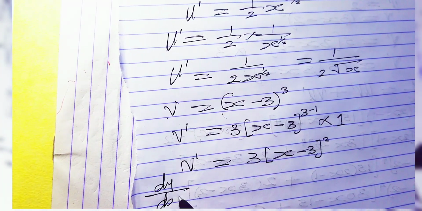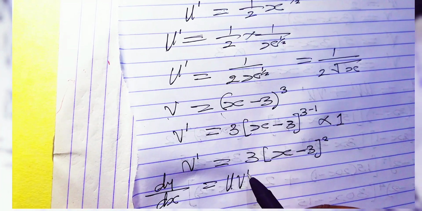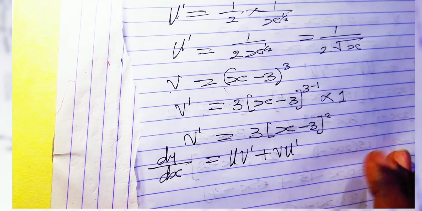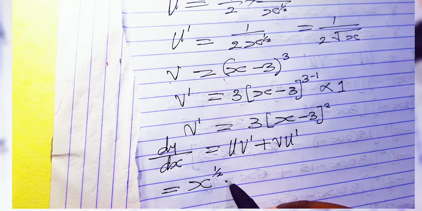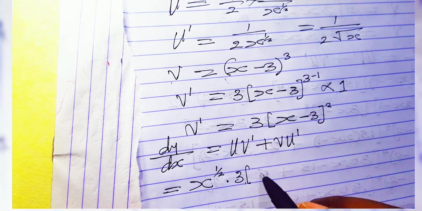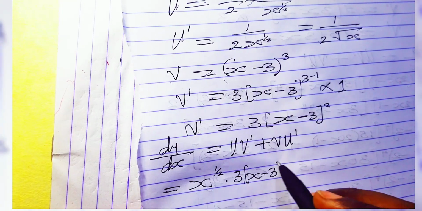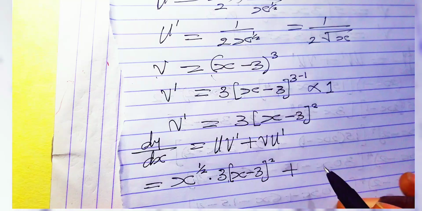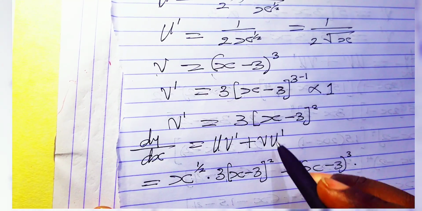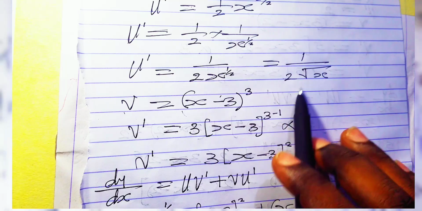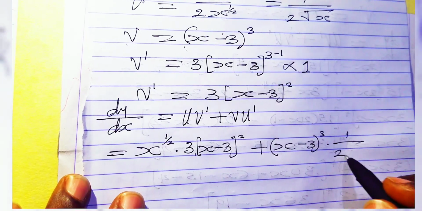So we need to go ahead and find dy/dx. So dy/dx is equal to u v prime plus v u prime. Okay, and then this gives us the u itself is x raised to the power 1 over 2, okay, multiply v prime is actually 3 in the bracket x minus 3 squared, and then plus v is x minus 3 cubed, okay, and then multiply by u prime. Don't forget that u prime gives us 1 over 2 root x, so this is 1 over 2 root x.